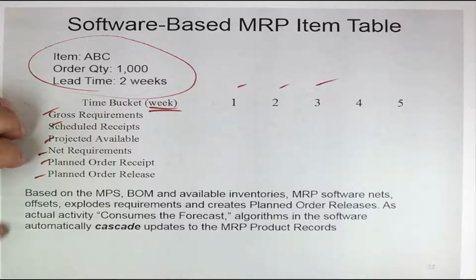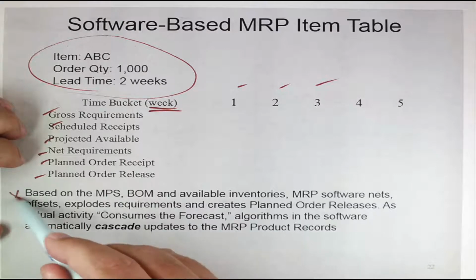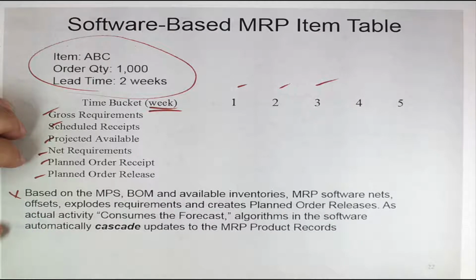But before we go into the details of the table itself, let's have a quick look at an even further explanation down here on the lower left-hand side. Based on our master production schedule, bill of material, that recipe for a given product, and available inventories, what we have on hand now for item ABC, our MRP software is going to net, offset, explode requirements, and create planned order releases. Now that's quite a bit of information there. So let's stop for a second and talk about that.